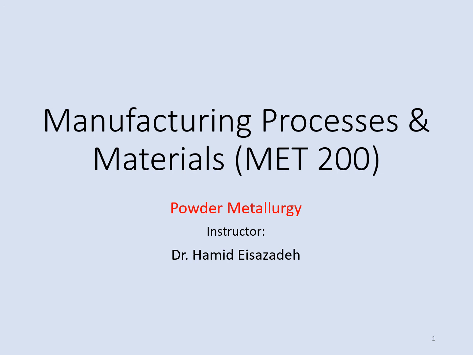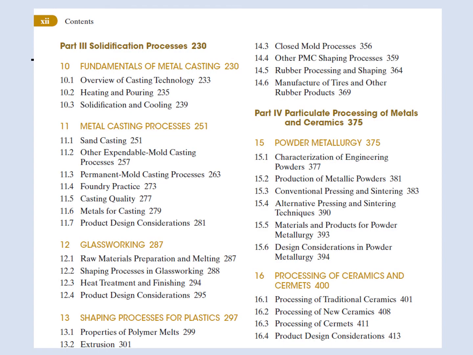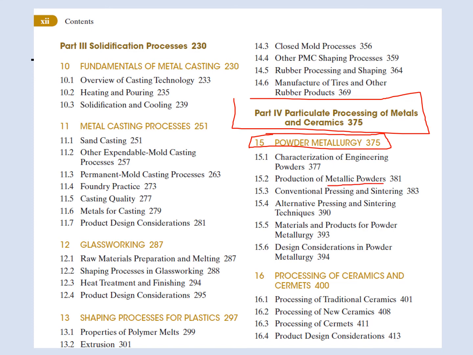In this lecture, we will talk about powder metallurgy. In the book, we have a part 4, particulate processing of metal and ceramic, but here we mostly focus on powder metallurgy, and we talk about the characterization of engineering powders, how metallic powders are produced, and what are the processes that we use for powder metallurgy.